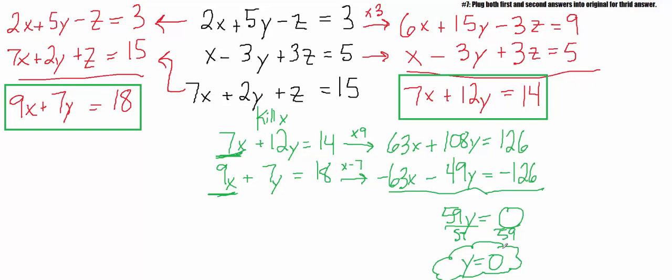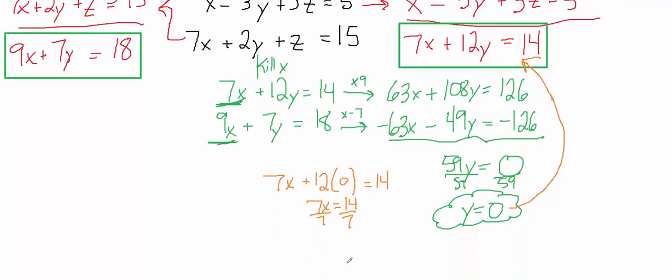Excellent. We got our first answer. We went from 3 to 2 to 1. Okay, now we need to plug y equals 0 into one of our 2's. Let's do that here in a new color. Let's do it in orange. I'm going to plug that in right into this equation. So it's 7x plus 12y, but we know y is 0. We're left with 7x equals 14. And when you divide both sides by 7, you end up getting x equals 2. Ooh. So we got y equals 0, x equals 2, we just need to find the z.